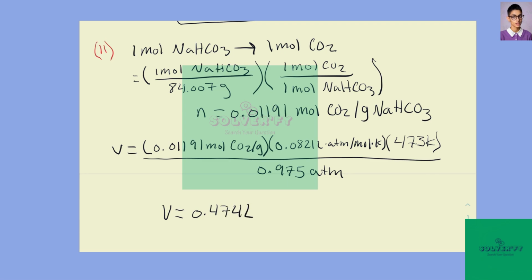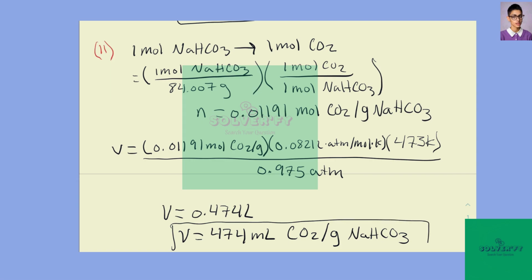So when we calculate this out, our volume is going to equal 0.474 liters. Again, they want this in milliliters, so we're just going to convert it to milliliters. So our volume is going to be 474 milliliters CO2 per gram of our sodium bicarbonate. So this is the answer for the second reaction.